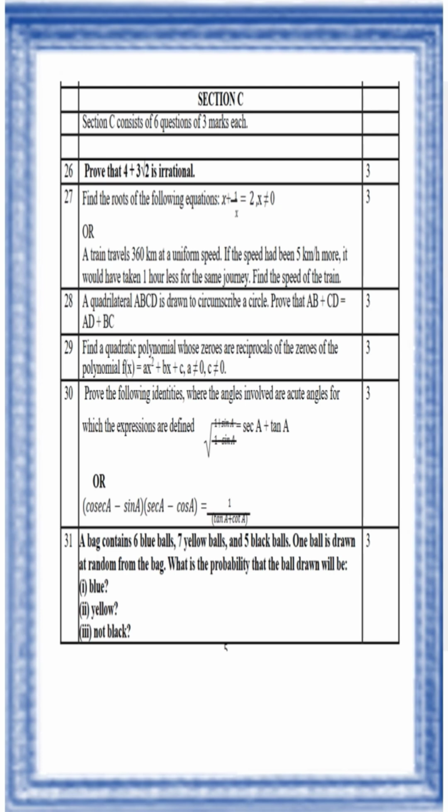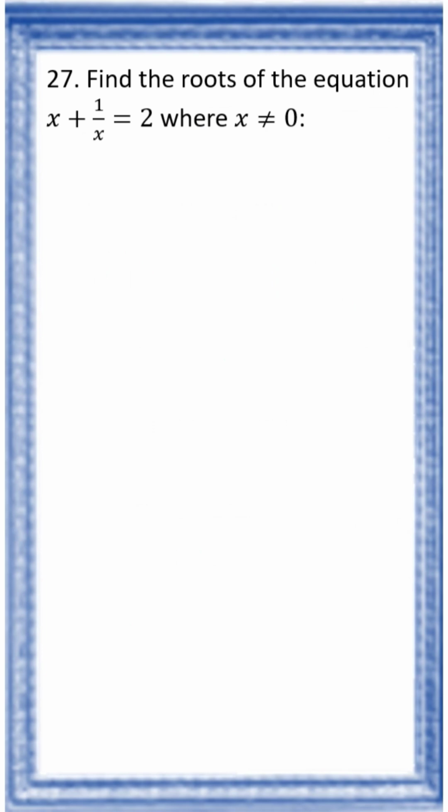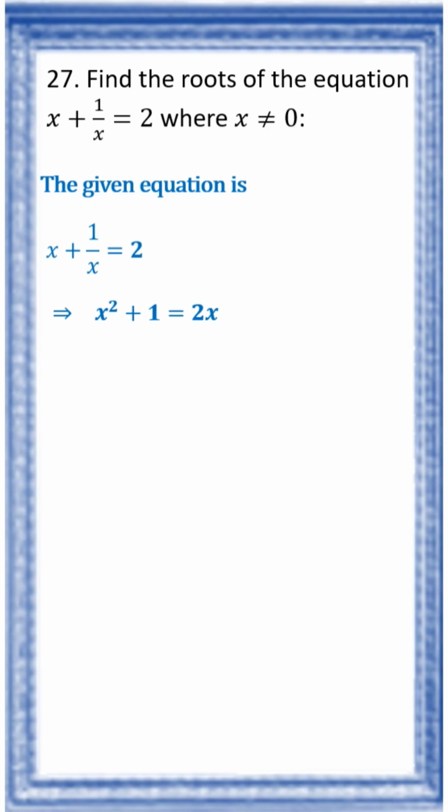Now let us solve the 27th question of section C. The question is, find the roots of the equation x plus 1 by x is equal to 2, where x is not equal to 0. The given equation is x plus 1 by x is equal to 2. Now let us multiply x to both LHS and RHS. So now the equation is x square plus 1 is equal to 2x. Now let us bring 2x to LHS. So this is equal to x square minus 2x plus 1 is equal to 0.